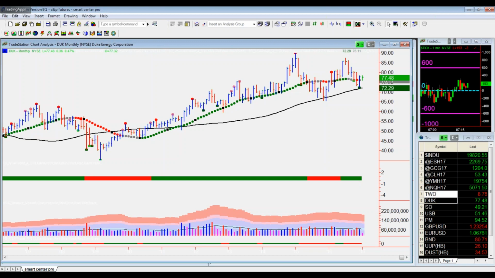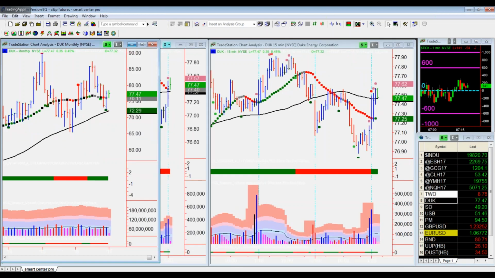When you see that on a monthly chart, good thing to do is look for signs of strength throughout the month on the daily and the weekly.